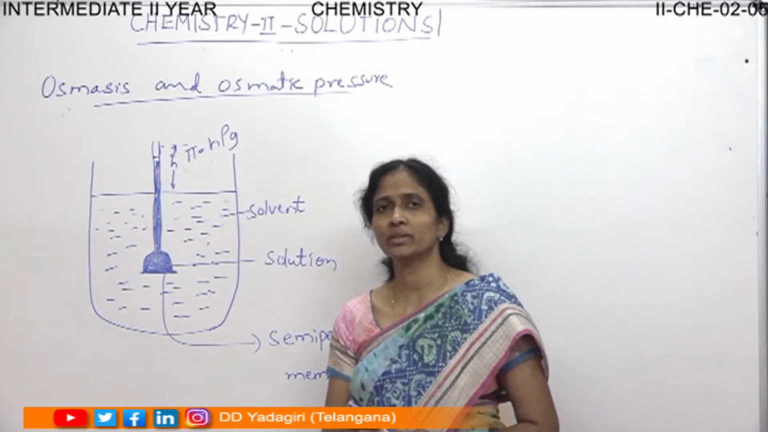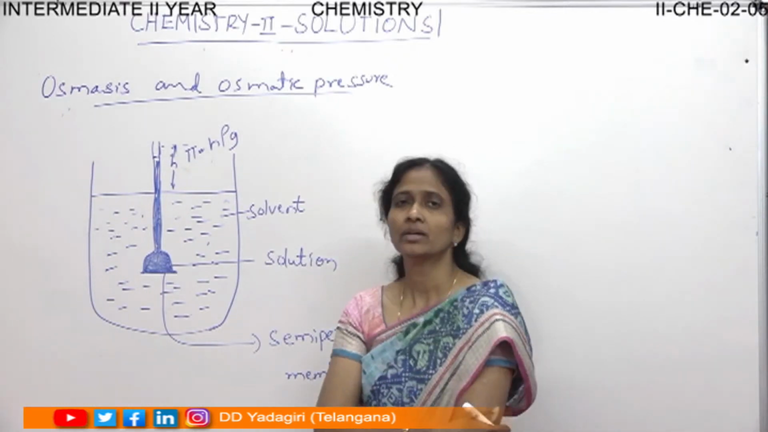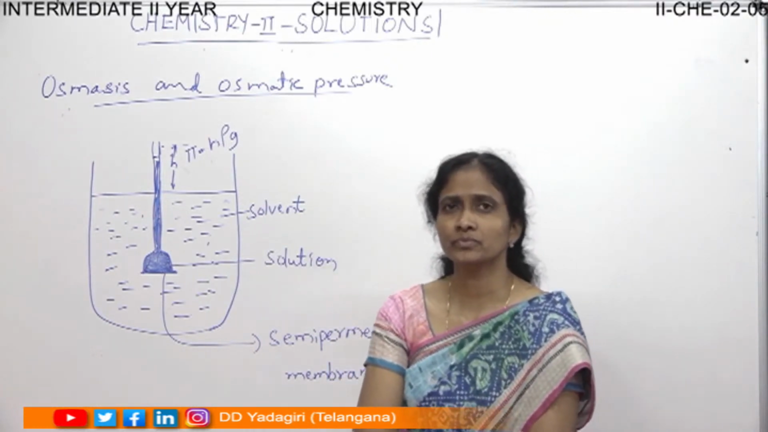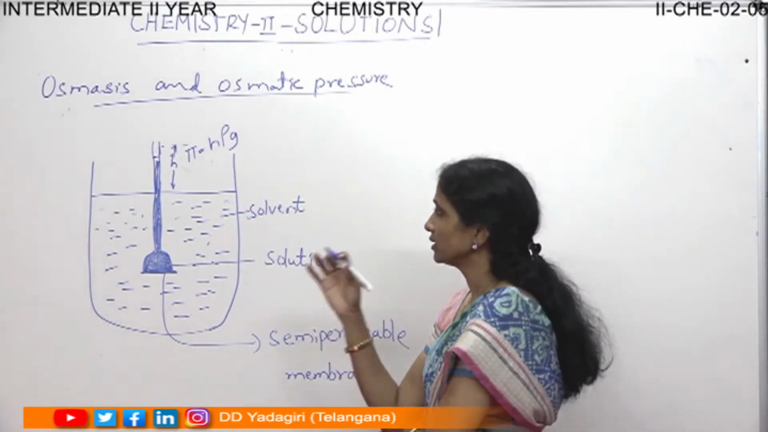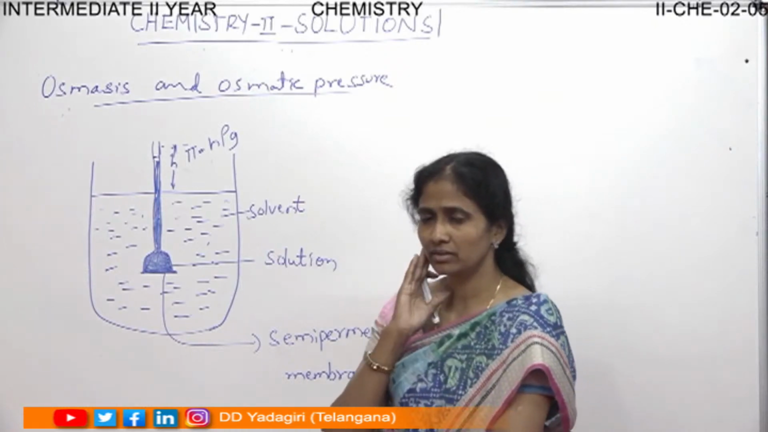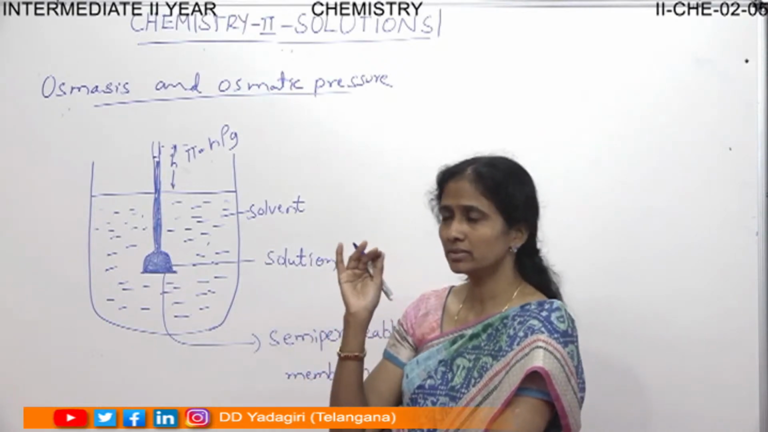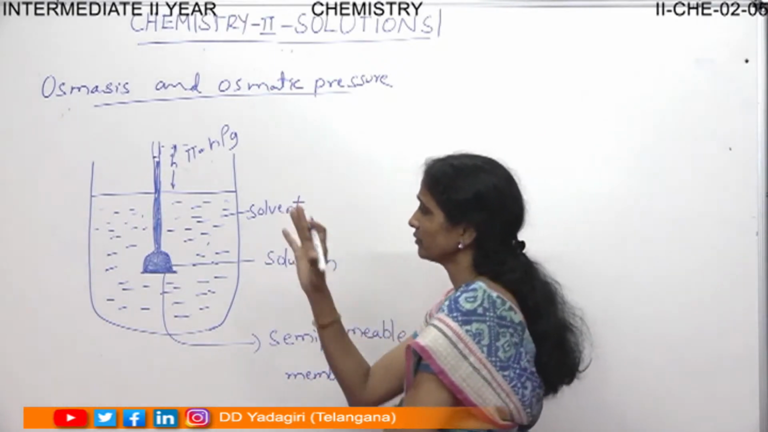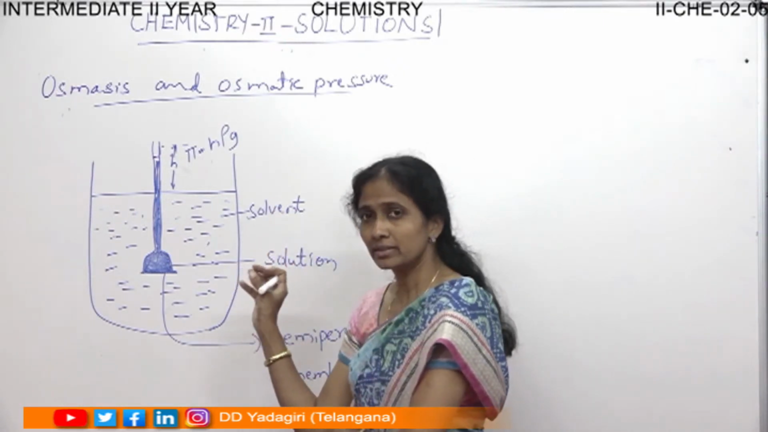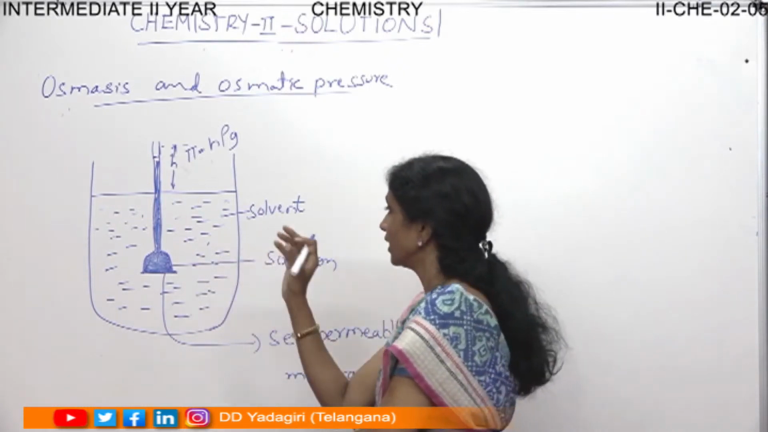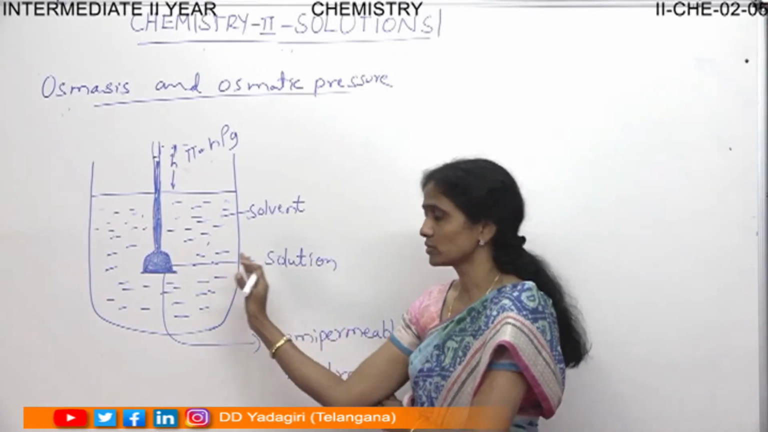The last property of colligative properties is osmosis and osmotic pressure of solution. So what is this osmosis? First we discuss about osmosis. I think you are very familiar with osmosis. So in a container, if you take a solution and solvent, the solution is separated from the solvent. And one more thing we should remember here: solvent is more concentrated than the solution.